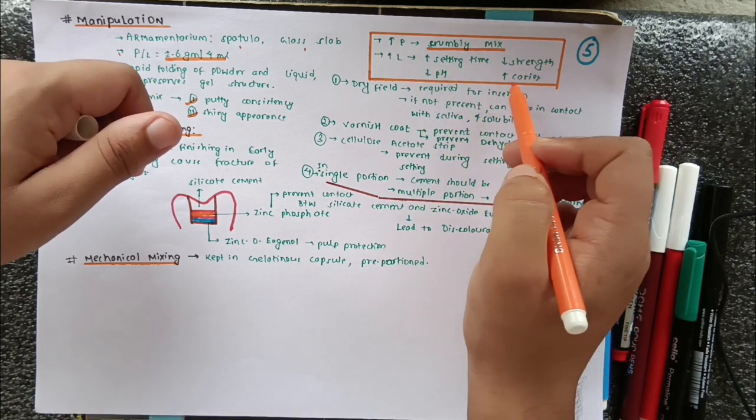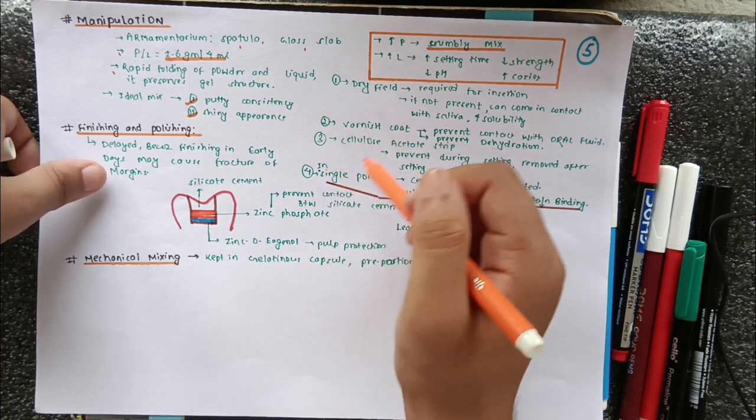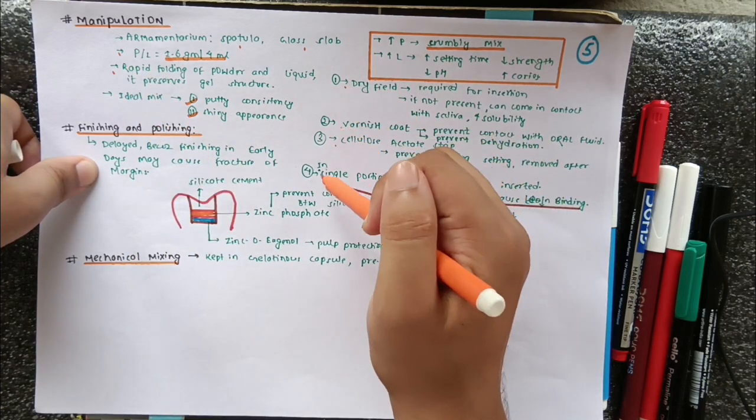Now the other 4 things that are required for this manipulation. These 4 points are also important. Everything is important, so just remember this.